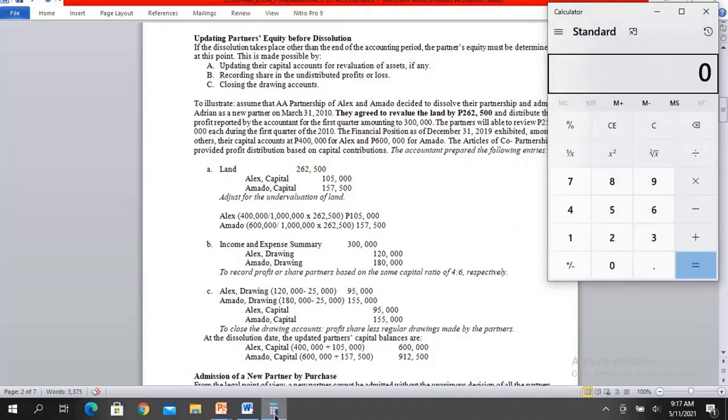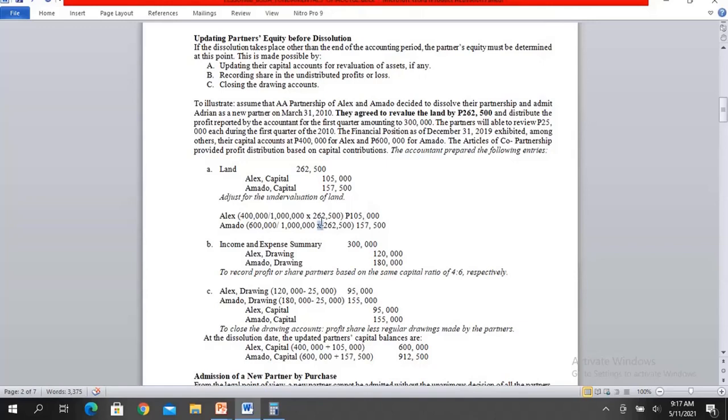Tingnan natin kung tama. 400,000 divided by 1 million equals 0.40, or equals 40% times 262,500 na revaluation nung land. So tama, 105,000 yung magiging hati ni Alex as of December 31, 2019 doon sa revaluation of asset or yung land.